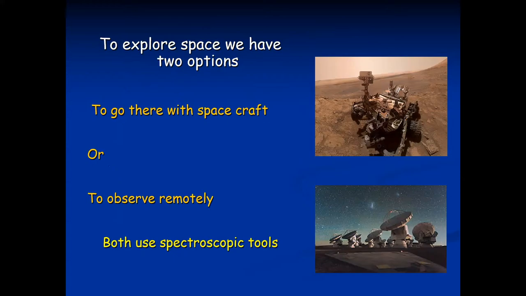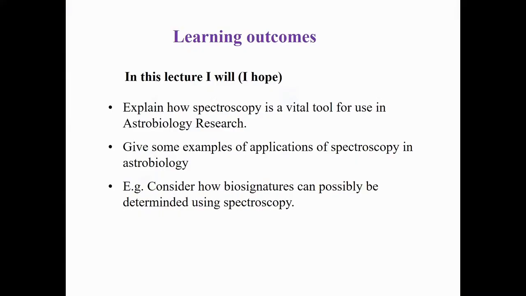I'm going to give some applications for spectroscopy in astrobiology. One of them, for example, is how we might identify biosignatures. So what signatures would we look for on another planet, which we could physically go to, or look at another planet remotely, an exoplanet? What sort of chemical signatures would we look for? And that has to be done by spectroscopy.